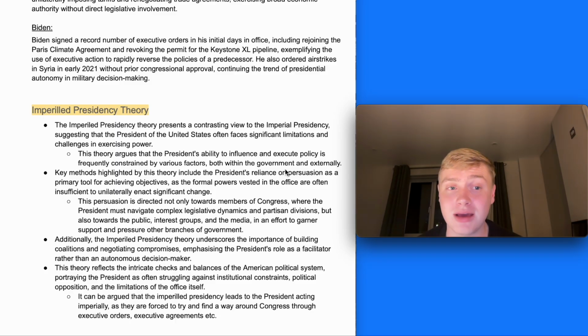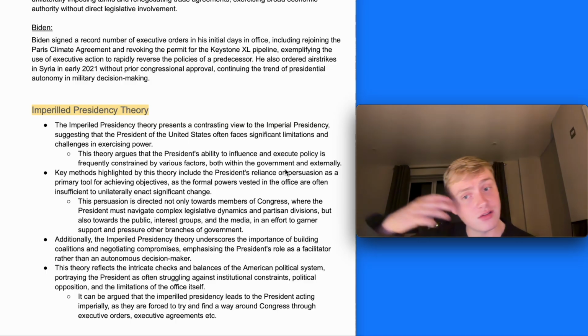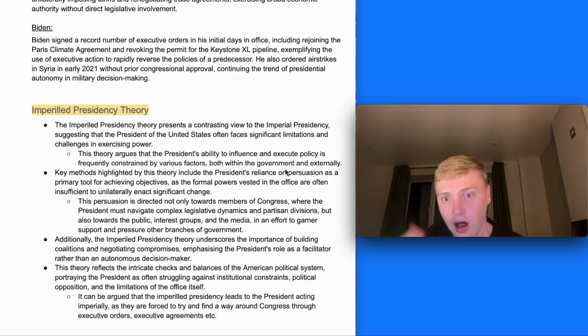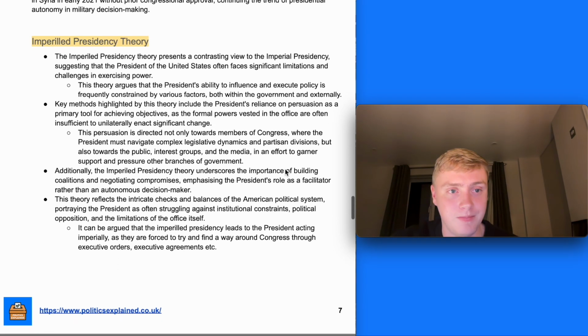in military decision making. So that's the imperial presidency theory, which suggests that the president has a large amount of power that is increasingly beyond the Constitution and not checked by Congress in particular.